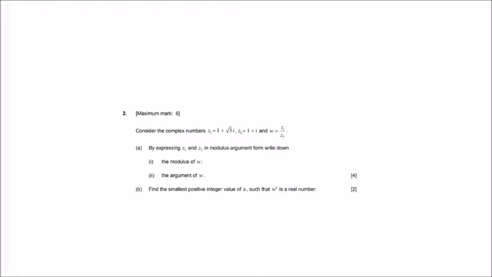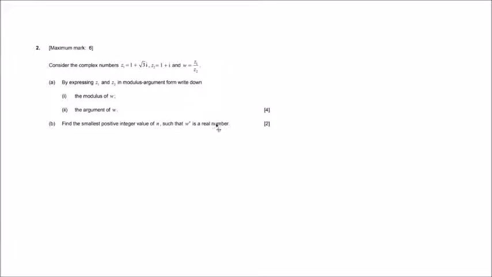Second question. Consider these complex numbers right here, by expressing z1 and z2 in modulus argument form. Write down the modulus of w and the argument of w. So this modulus argument thing, modulus means distance from the center, and argument means angle from the center. I'm going to put it down both in degrees and radians just in case, but first of all, we actually got to figure out what w is.